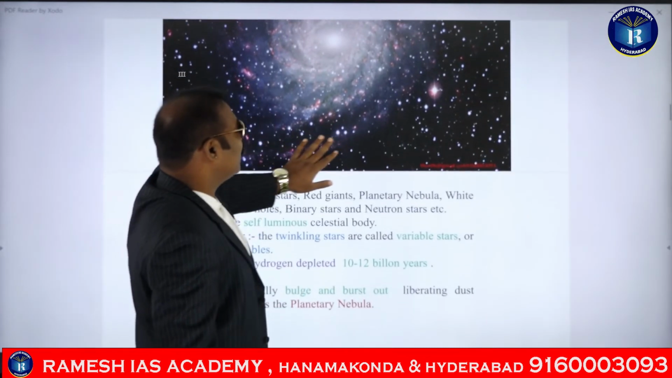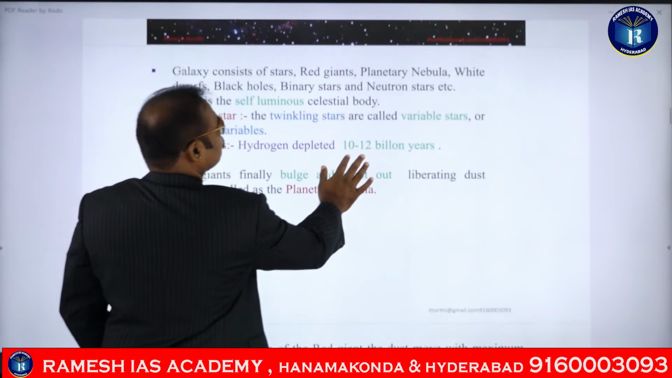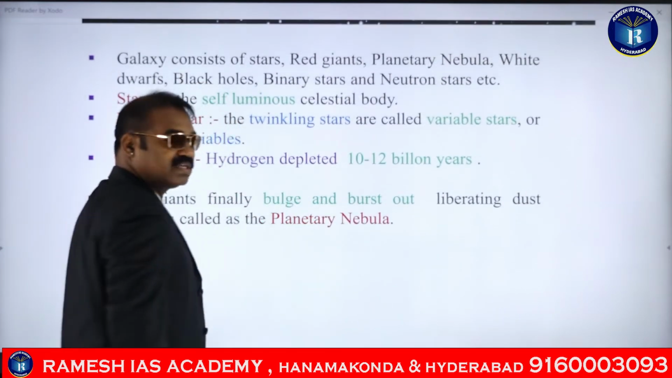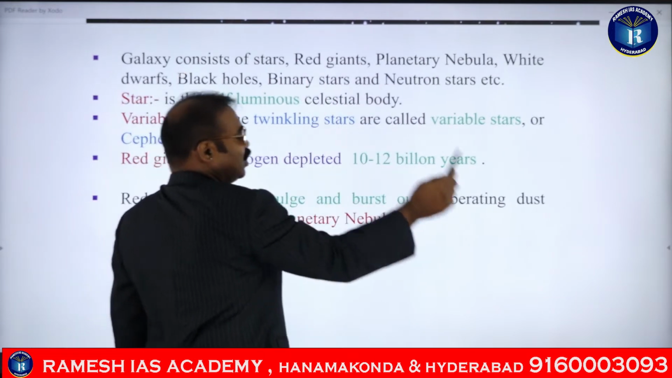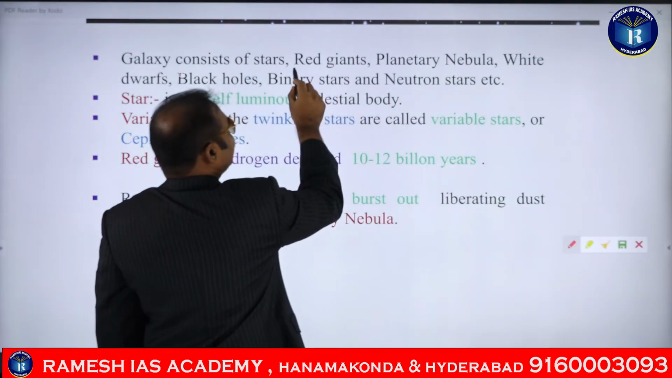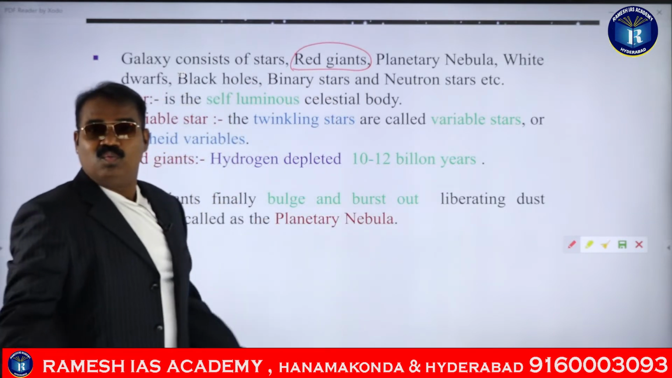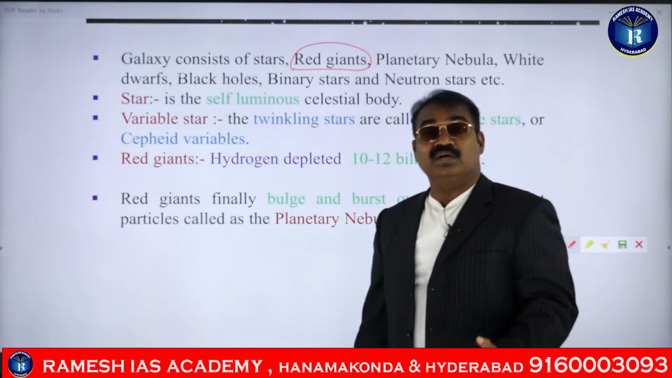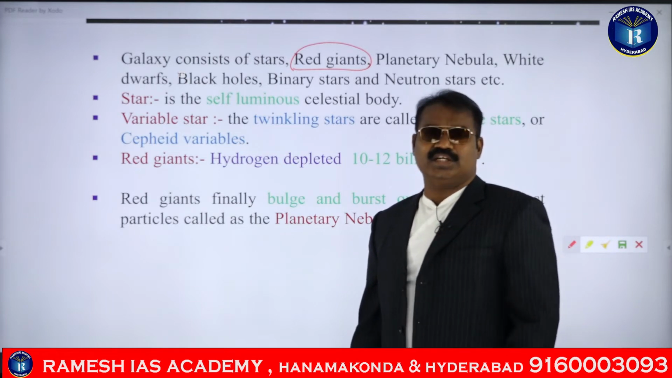So, what does the galaxy consist of, guys? This was our prelims question. The galaxy consists of, number 1, the red giants. And the prelims question was, what are red giants? In our preliminary examination there was a question, what are red giants? So what are these red giants, guys?